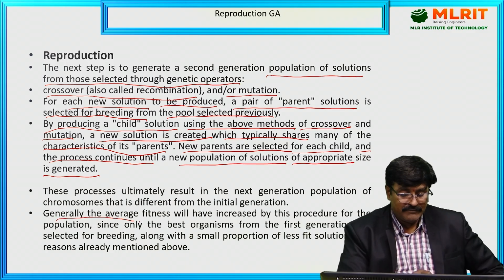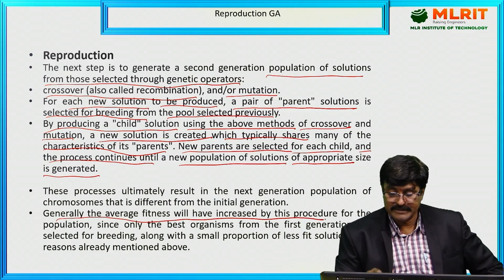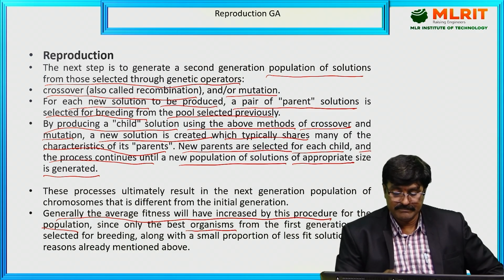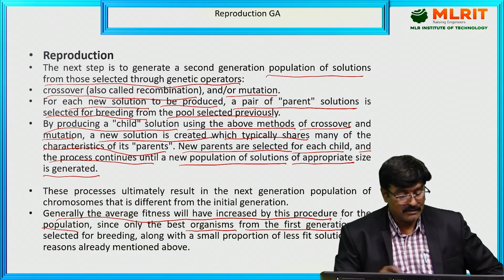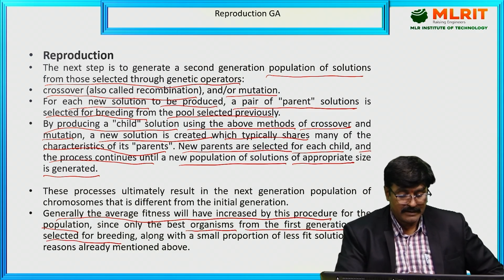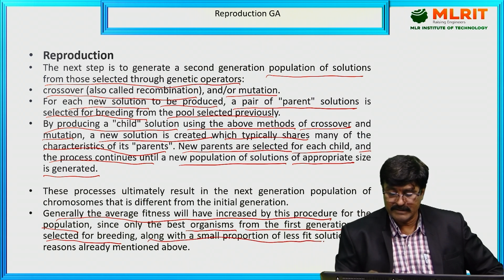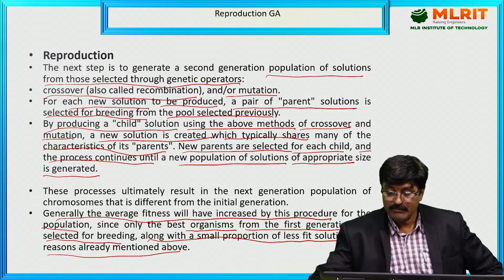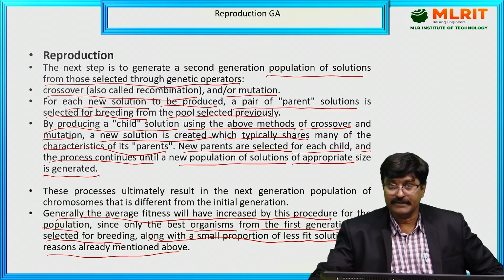Generally, the average fitness of the population will have increased by this procedure, since only the best organisms from the first generation are selected for breeding, along with a small proportion of less fit solutions for reasons already mentioned above. Only the best are selected for breeding.